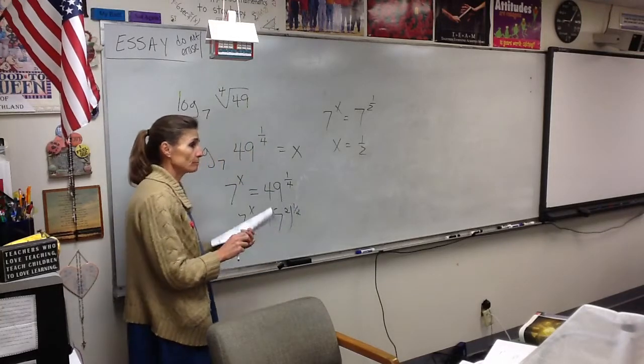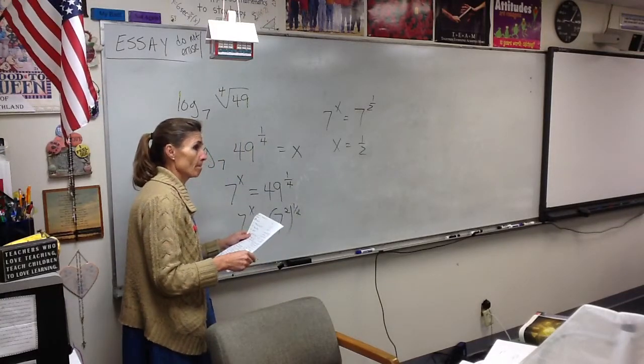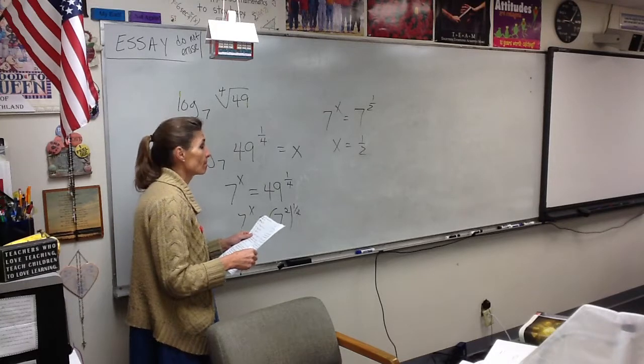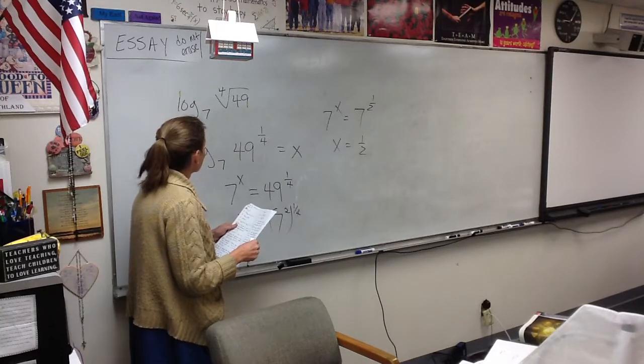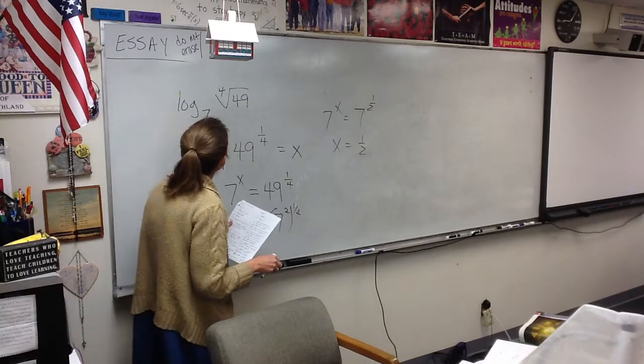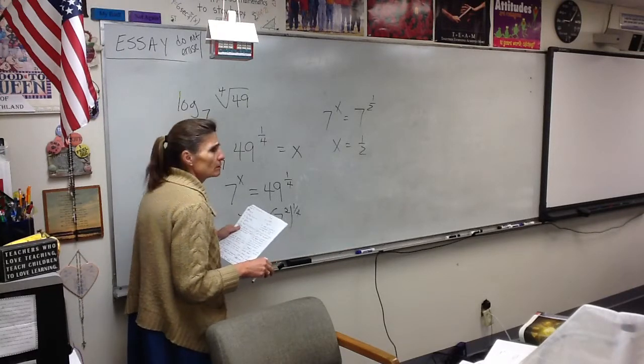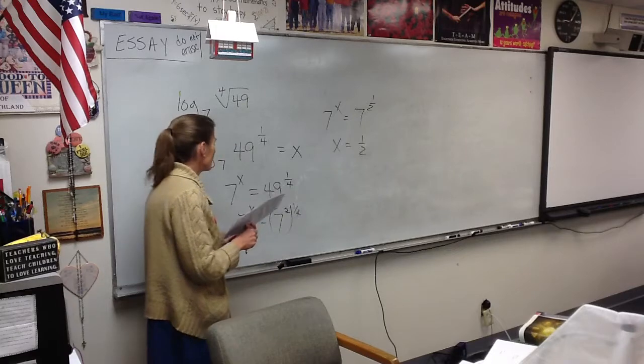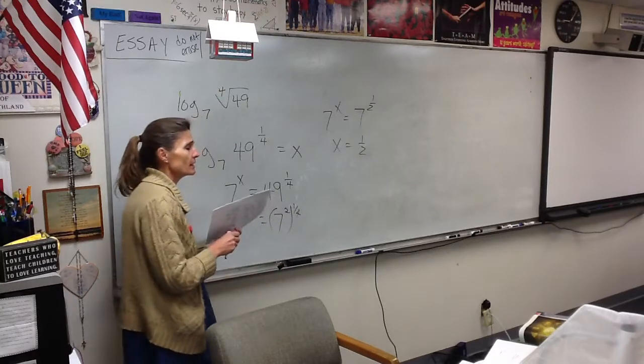Anna? I got that, but I don't understand why they didn't just do 7 to the 1/2 in the first place. Like, why is it like 49 to what? Never mind. Never mind. Okay. I didn't understand your question. Delaney?